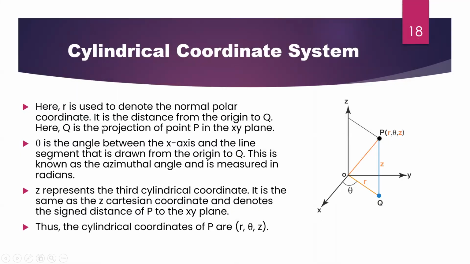Here, r is used to denote the normal polar coordinate. It is the distance from the origin to q. Here, q is the projection of the point P in the xy plane. Theta is the angle between the x-axis and the line segment drawn from the origin to q. This is known as the azimuthal angle, and it is measured in radians. Z represents the third cylindrical coordinate. It is the same as the Z Cartesian coordinate and denotes the distance of P to the xy plane. Thus, the cylindrical coordinates of P are r, theta, and z.